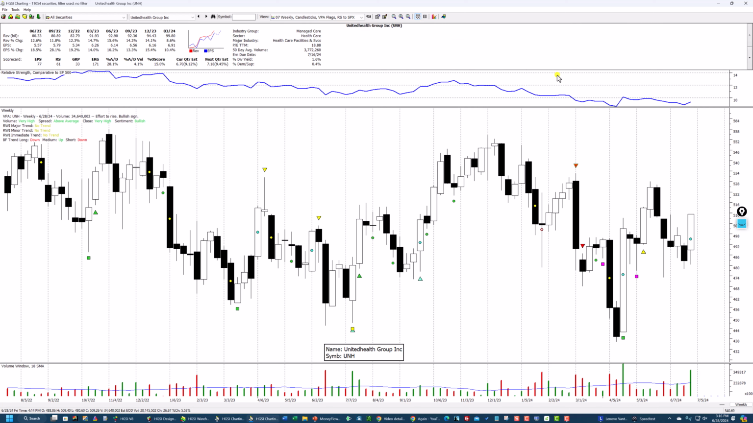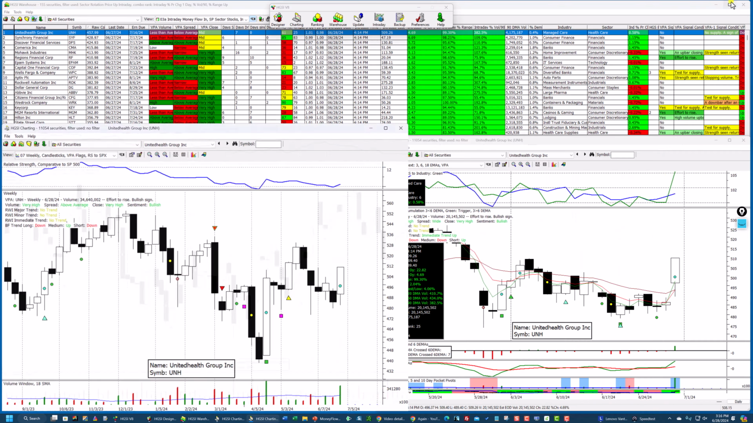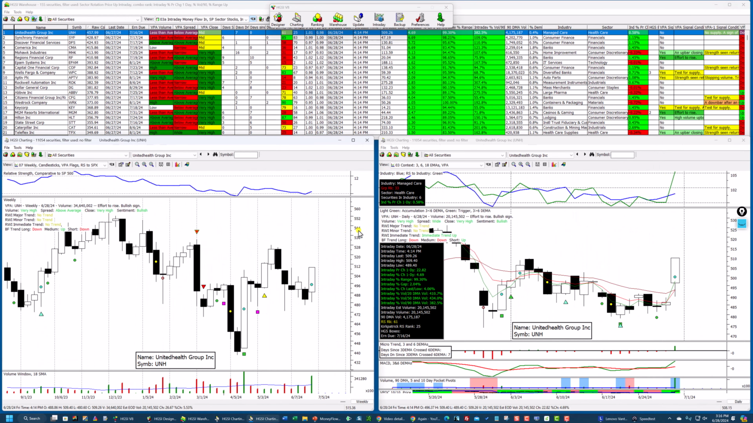Let's see what the yield is. Are you holding it for a 1.6% yield? No. You may be trading short-term options on it, but because the weekly chart shows no sense of direction, I wouldn't be interested in this stock at all.